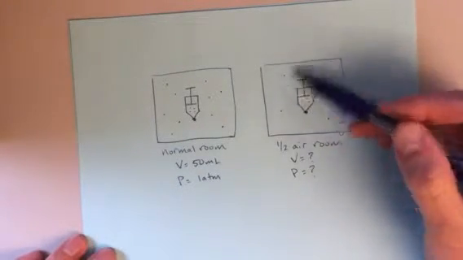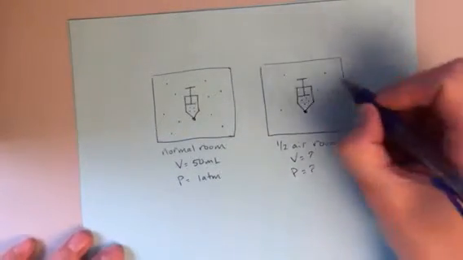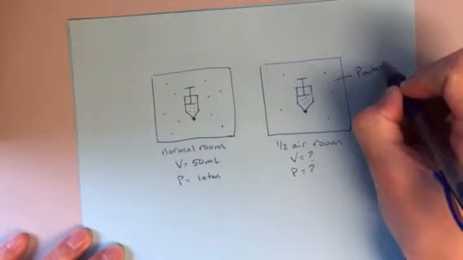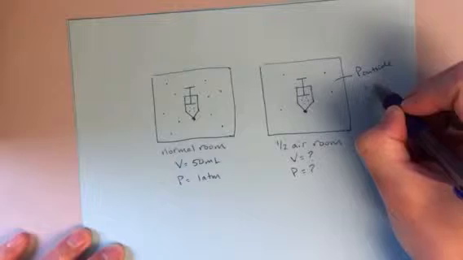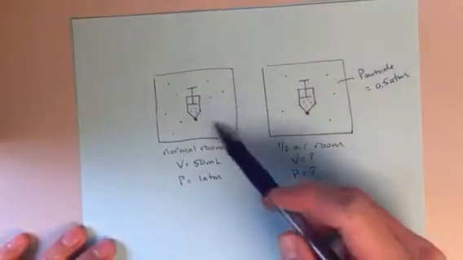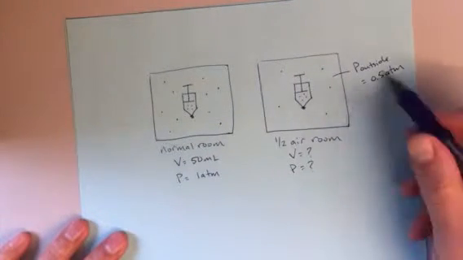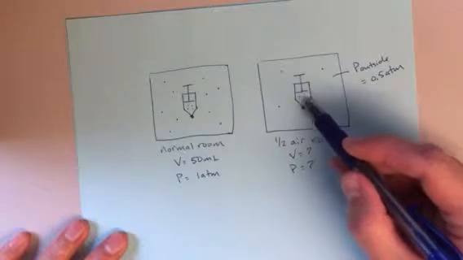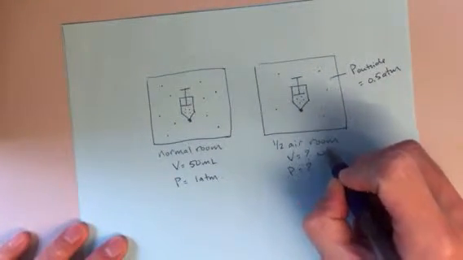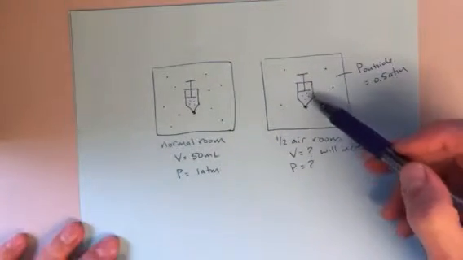I've removed all of these air particles, so that will lower the pressure on the outside of the room. So we might say that the new pressure outside is equal to, say, 0.5 atmospheres, right? We've essentially cut the number of particles in half, so the pressure should decrease as well. When the pressure decreases, the volume inside of the syringe is going to expand. So volume will increase.